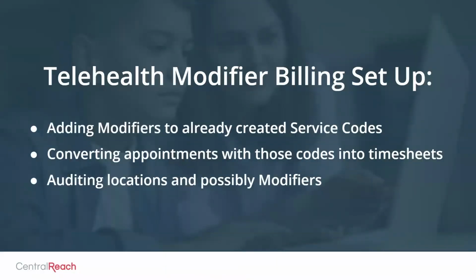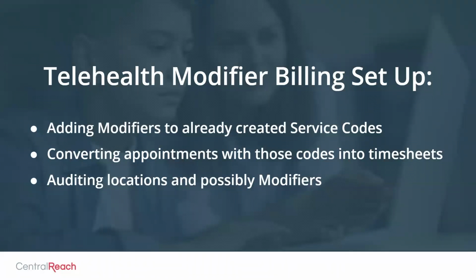So we have a couple options here of how you can set up your CentralReach account. And to begin, we're gonna talk about how we can add modifiers to service codes. And I'm also gonna go ahead and show you what that would look like for your direct employees converting these appointments into billing entries. And then we're gonna go into how we can audit these locations and possibly modifiers when you are getting in the process of billing.